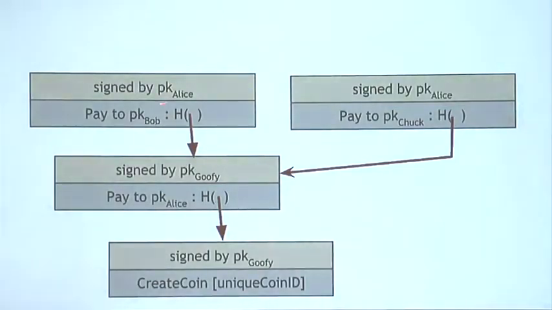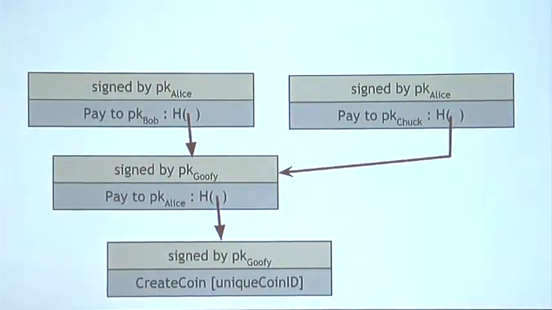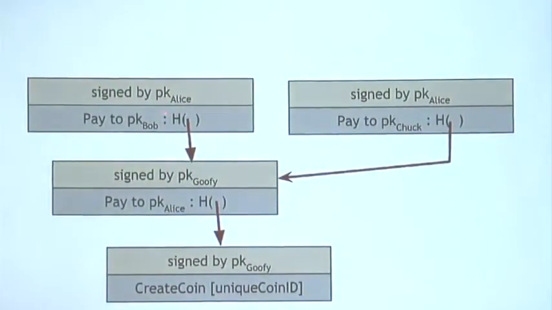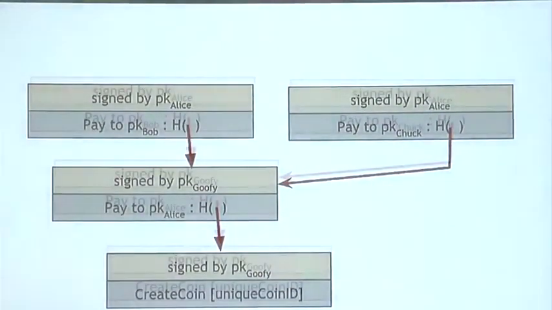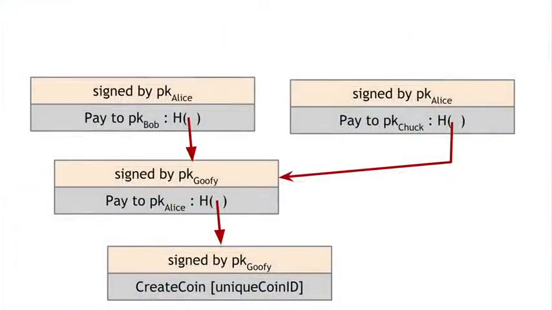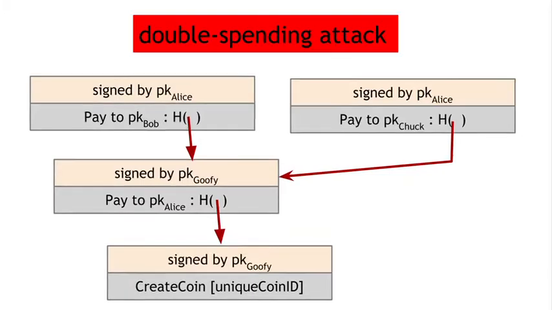Now, if Chuck doesn't know about this data structure up in the upper left, let's say Alice just gave that to Bob and didn't tell Chuck. Now, Chuck will look at this and he'll think that this is perfectly valid, and now he's the owner of the coin. Chuck has a valid-looking claim to be the owner of this coin, and Bob has an equally valid-looking claim to be an owner of this coin, and that's a problem because coins are not supposed to work that way. This is called a double spending attack. It's called double spending because Alice is spending the same coin twice.